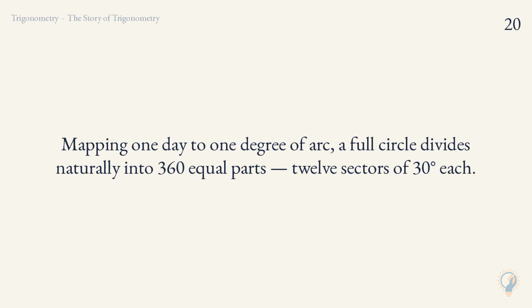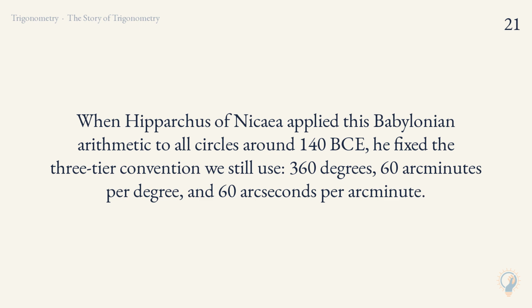Mapping 1 day to 1 degree of arc, a full circle divides naturally into 360 equal parts, 12 sectors of 30 degrees each. When Hipparchus of Nicaea applied this Babylonian arithmetic to all circles around 140 BCE, he fixed the 3-tier convention we still use: 360 degrees, 60 arc minutes per degree, and 60 arc seconds per arc minute.